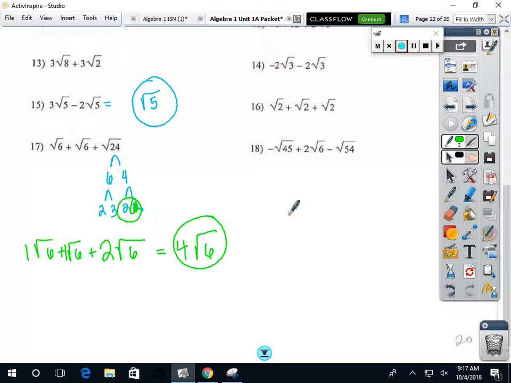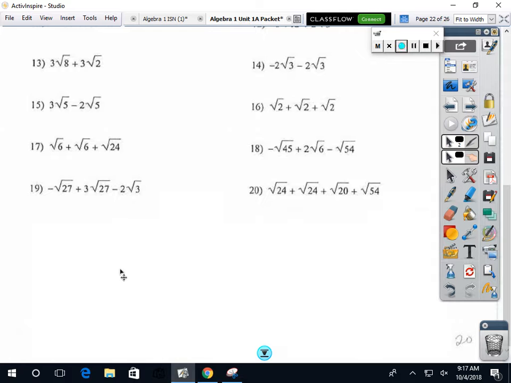Okay, now let's look at number 19. We got 3 radicals. Can they currently be combined? No. Okay, which ones can be simplified? The 27. So, what are the factors of 27?